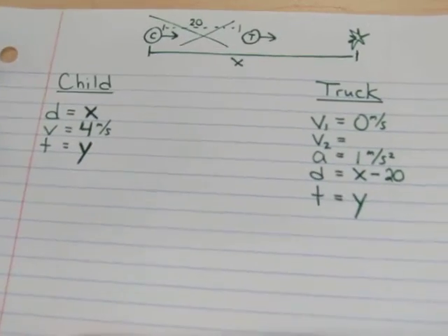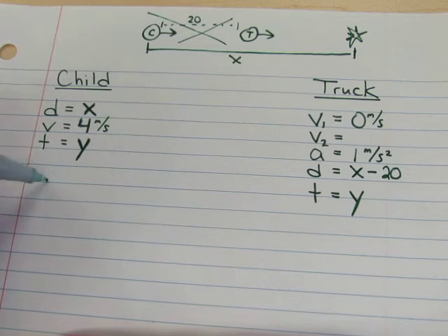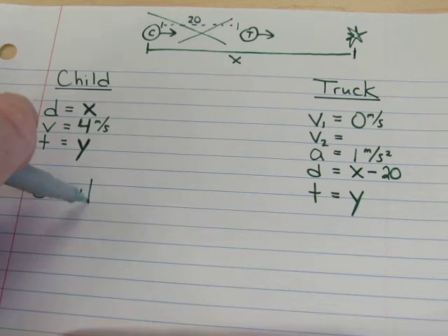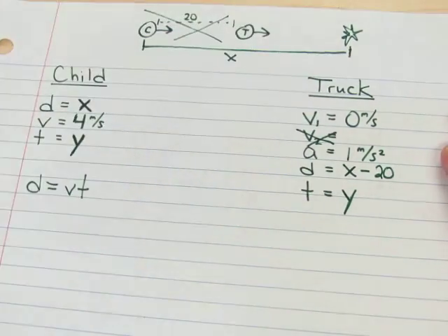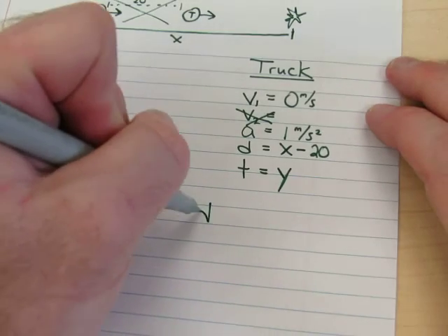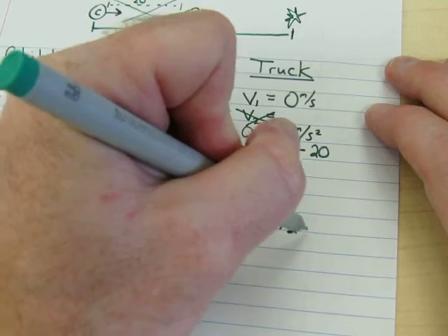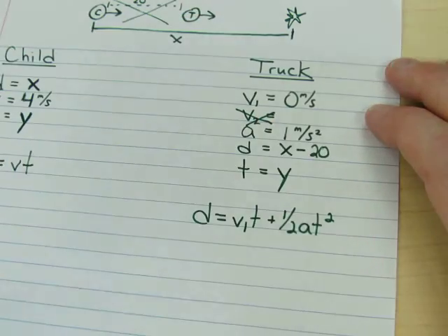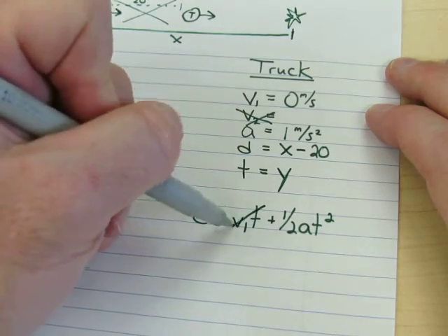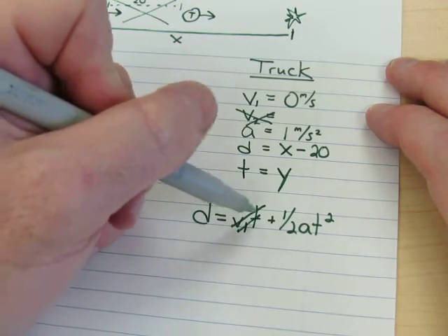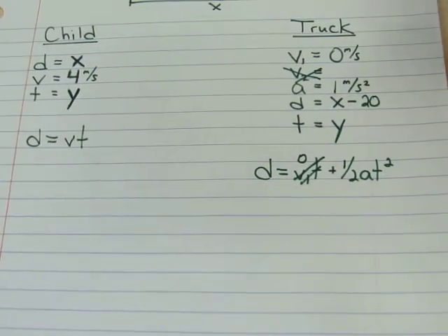Now it's a matter of looking up the formula that matches each of these givens lists. The child is constant speed, D equals VT. The truck is the physics formula with no V2 in it, so D equals V1T plus 1/2 AT squared. I'm going to make things a little easier for myself because V1 is zero. That whole first term is zero times t, or just zero, so I'm going to ignore it right away.